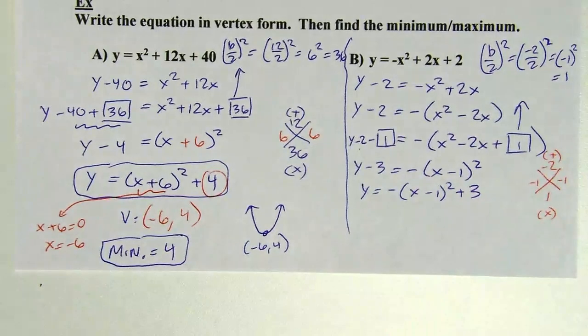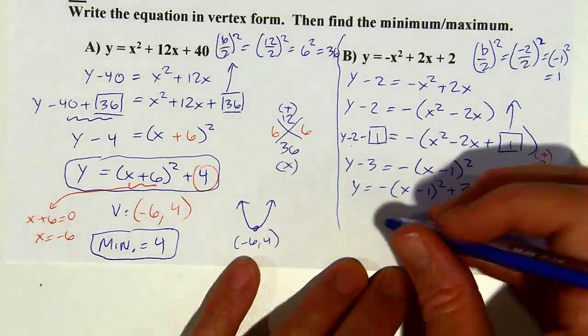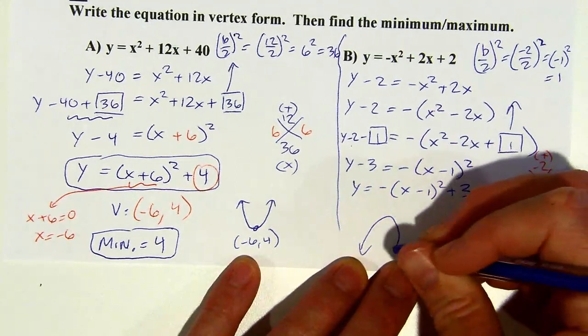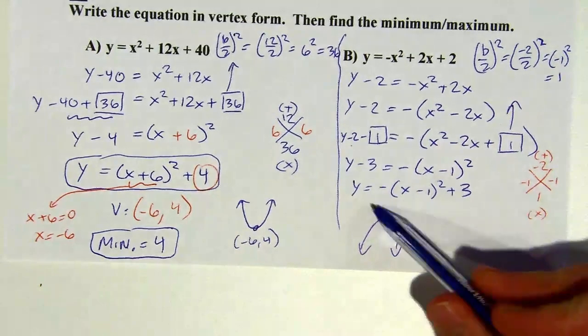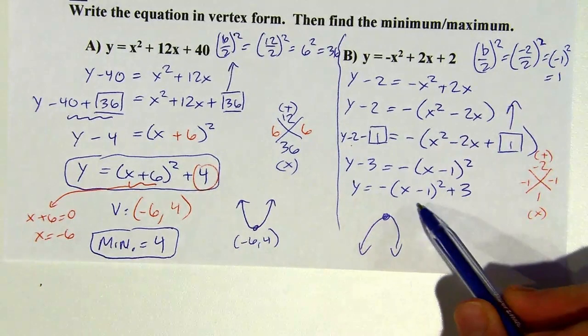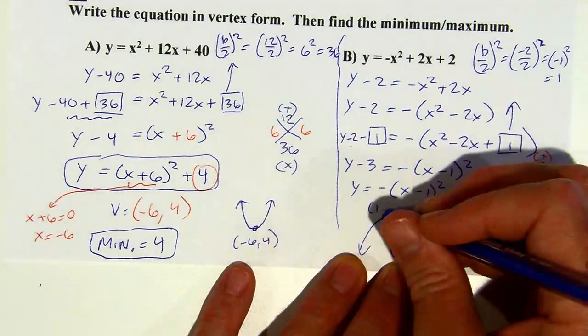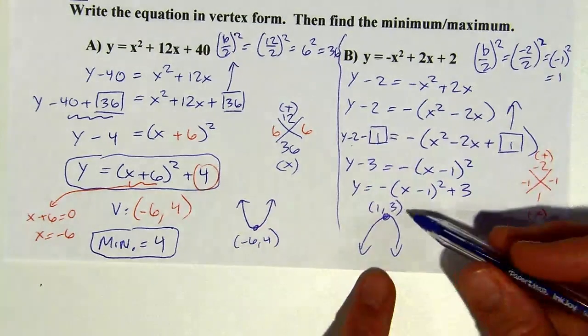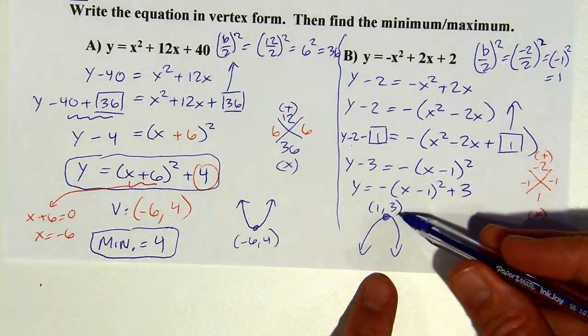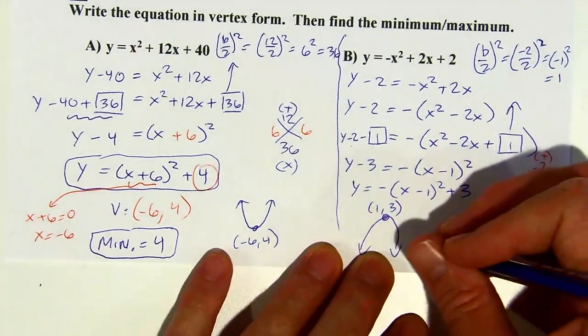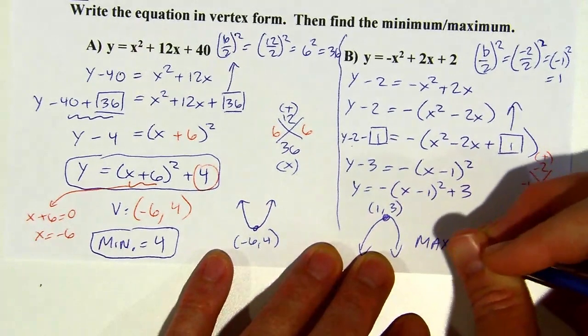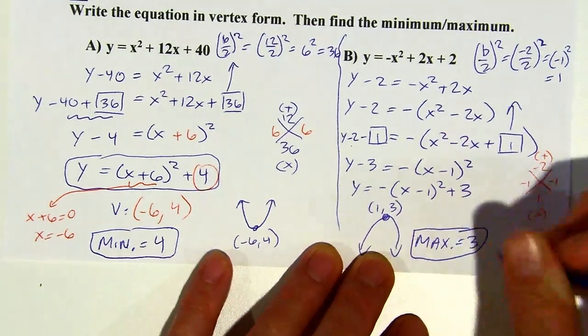So now this one, I'm kind of running out of space. I know it's opening downwards because I got that negative. And the vertex, if you set this equal to 0, the x-coordinate would be 1, the y-coordinate would be 3. And now I can see, hey, that's the maximum. I'm looking at the y-coordinate. This one is going to be the maximum, and it's going to equal 3.